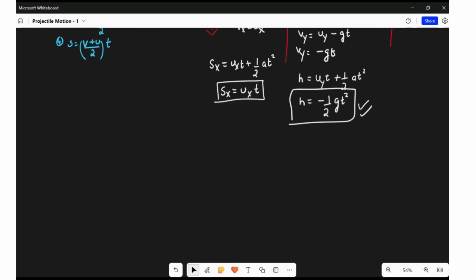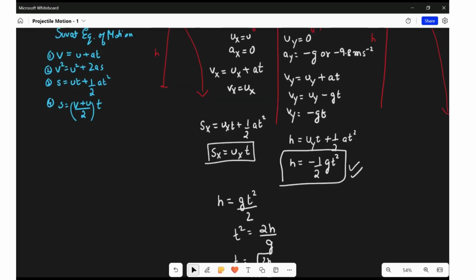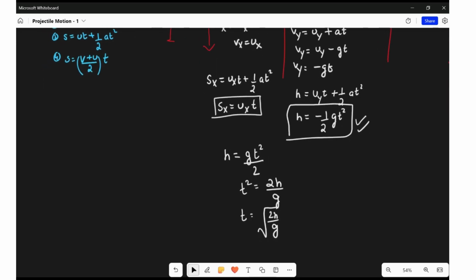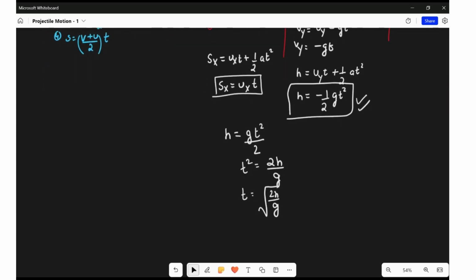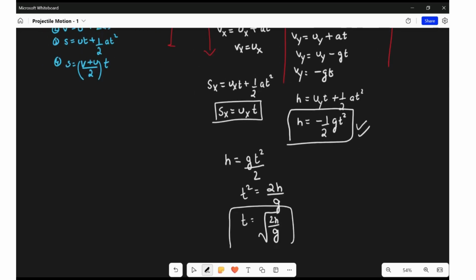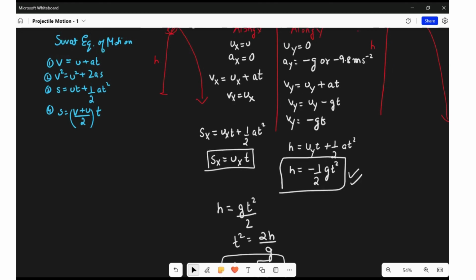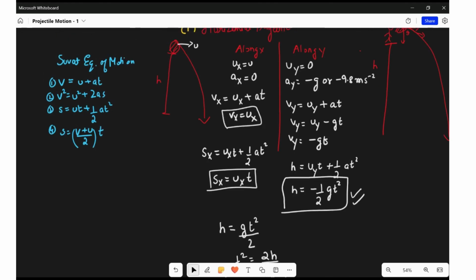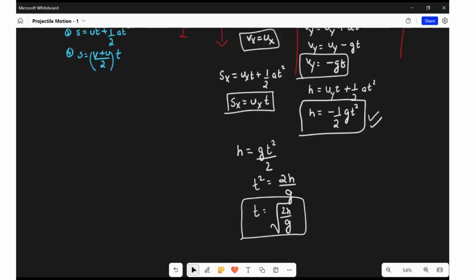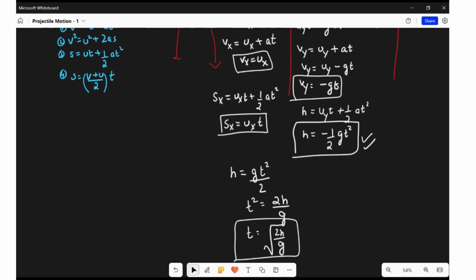And time is neither positive nor negative, so we can just write h is gt square by 2. So t square is equal to 2h by g. So t is equal to root 2h by g. And make sure that g you have to take as 9.8 or 10, whatever is mentioned in the question. Most of the cases you have to take it as 9.8. And that is how we derive everything from a horizontal projectile. Okay, I've circled all the things, you can see, look at it once.